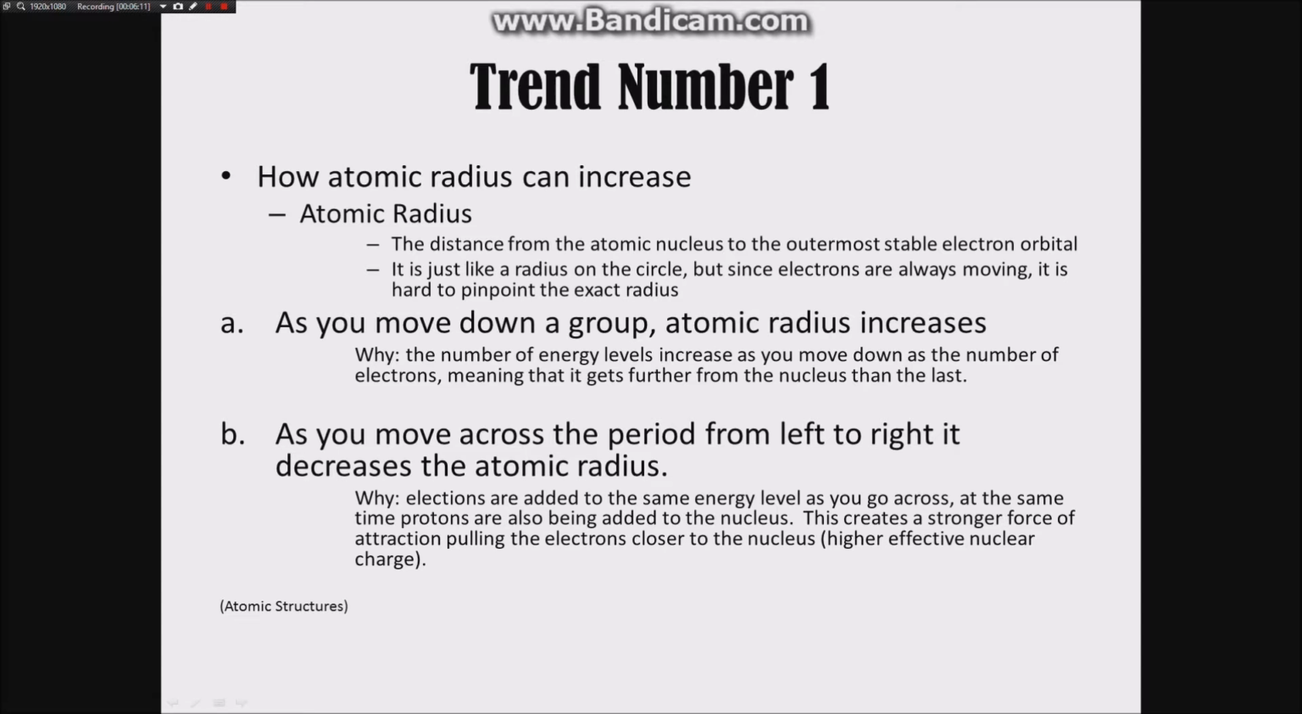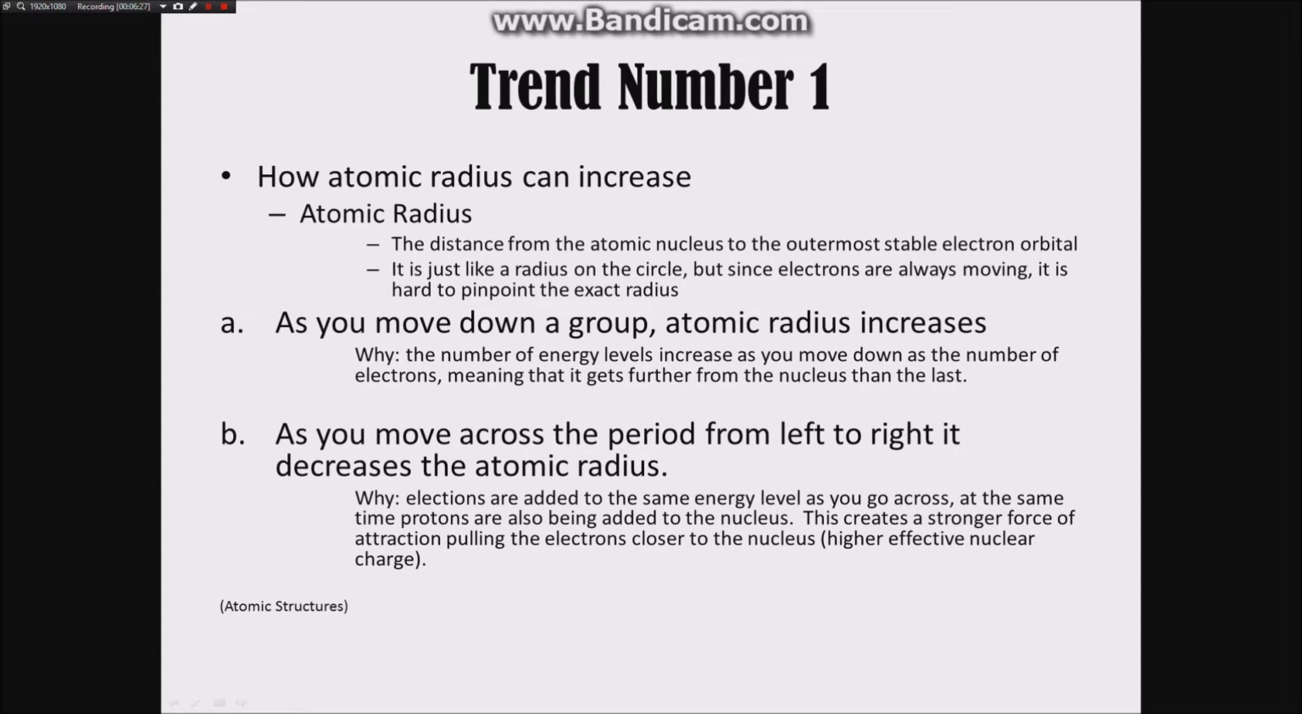So as you move down a group, atomic radius increases. The reason this happens is because the number of energy levels increases as you move down, as does the number of electrons, meaning that each level gets further from the nucleus than the last. So that means that since it's further, the radius is more.